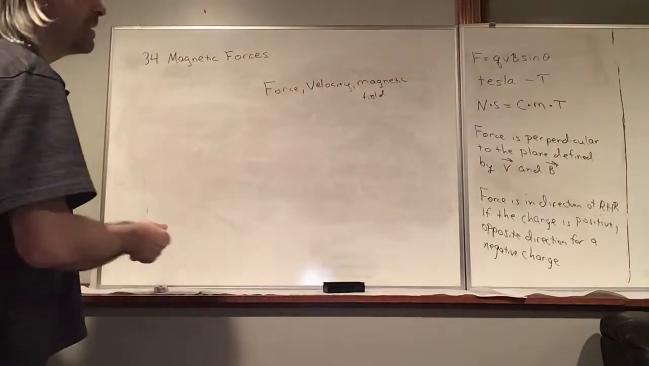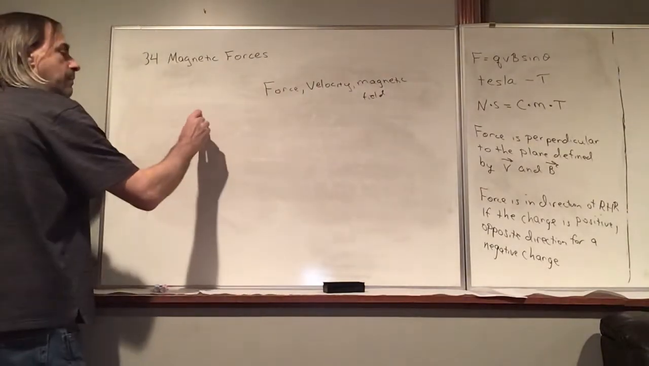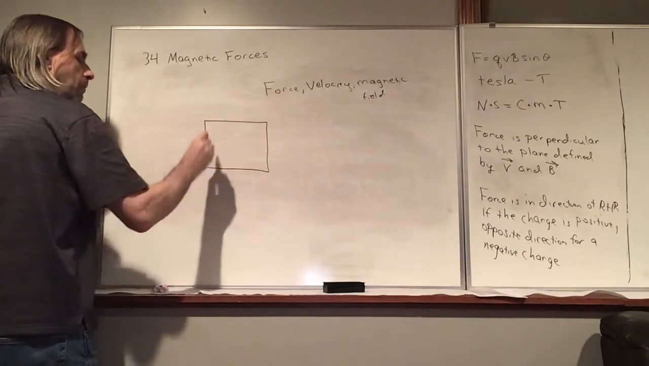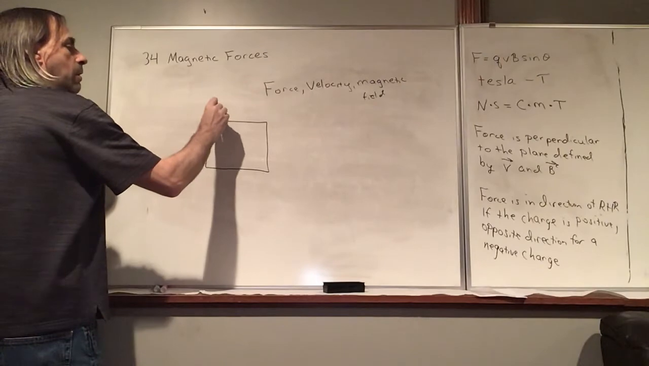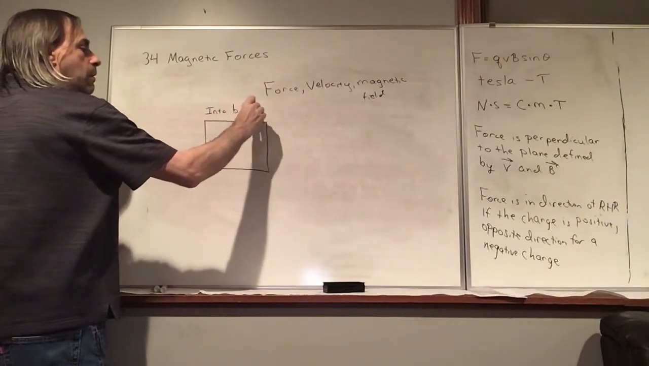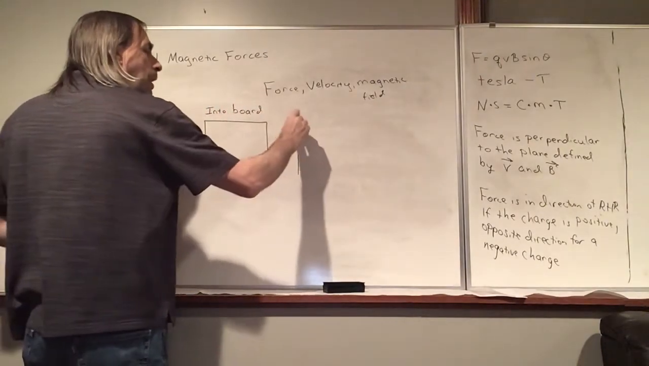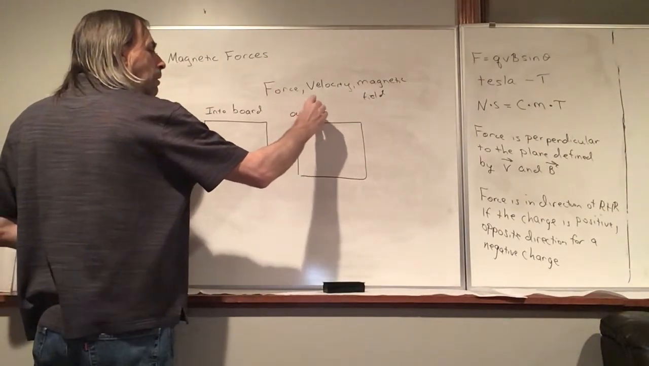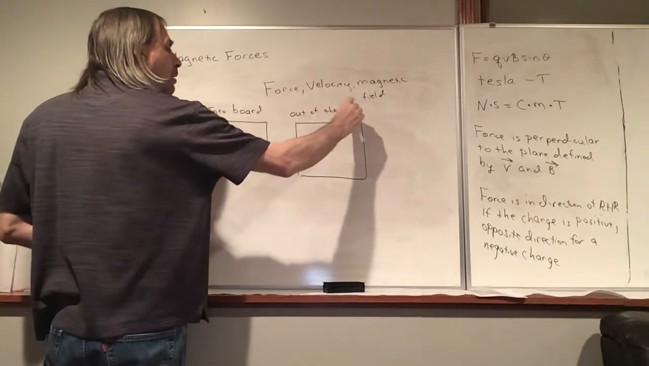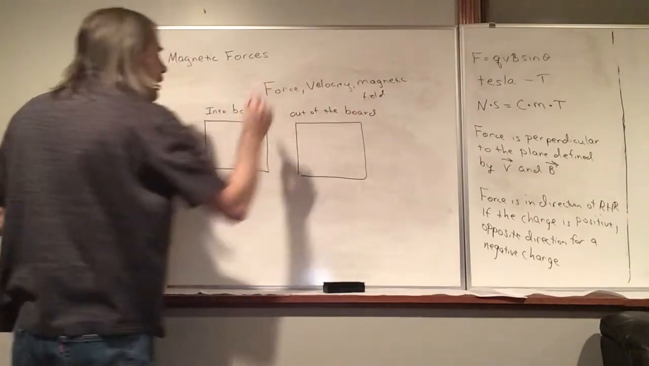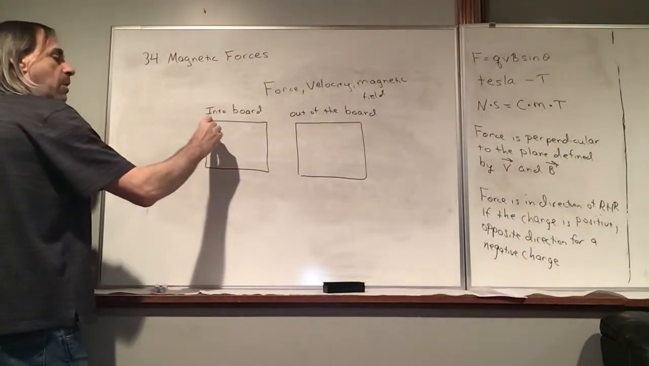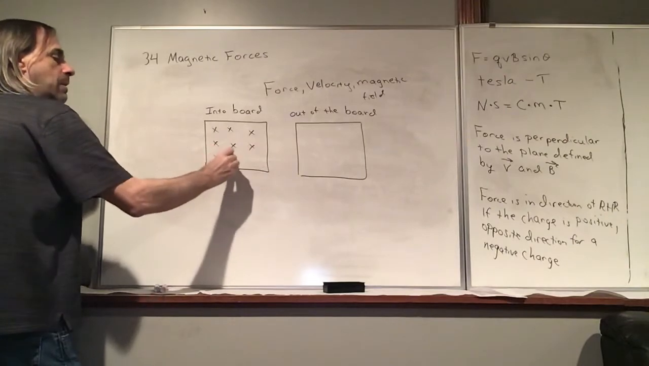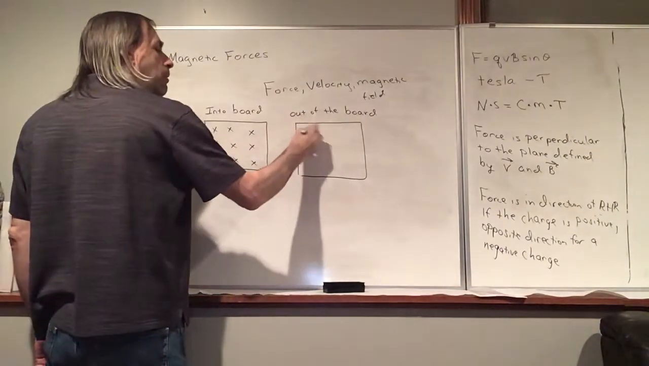And so to represent this graphically, we have this convention. We have into the board, or out of the board. So into the board, if we want to represent a magnetic field going into the board, we can draw X's. And out of the board, we draw dots.